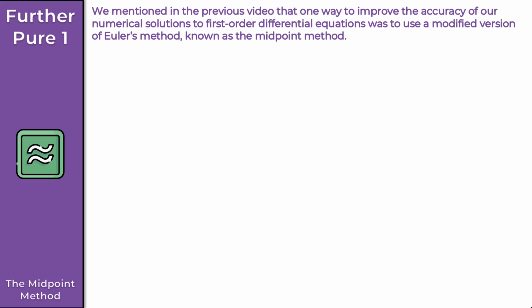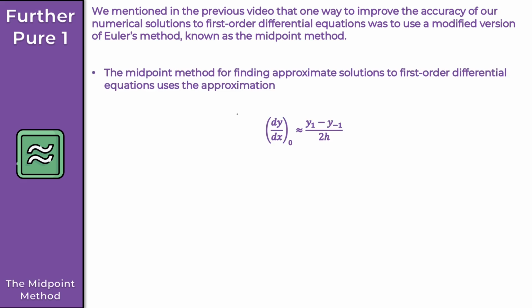In this video here, we're going to take a look at the midpoint method. Now, we mentioned in the previous video that one way to improve the accuracy of our numerical solutions to first order differential equations was to use a modified version of Euler's method, and this is known as the midpoint method. So the midpoint method for finding approximate solutions to first order differential equations uses the following approximation here.